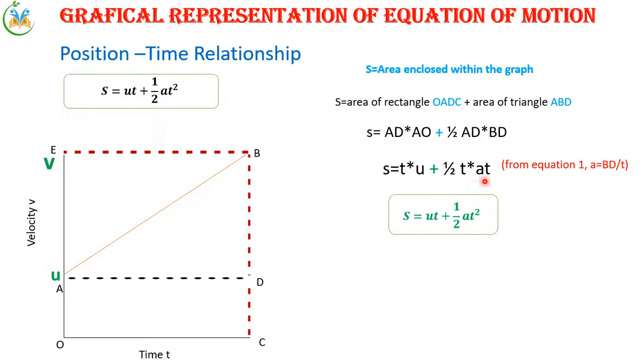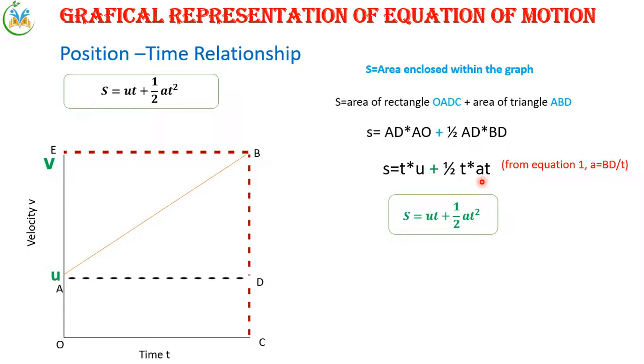So you know where we got this AT? AT we got from equation number 1 in the first previous lecture, because we know acceleration equals change in velocity upon time. So instead of BD we took AT. Similarly, next we will calculate the third equation, which is the position velocity relationship.